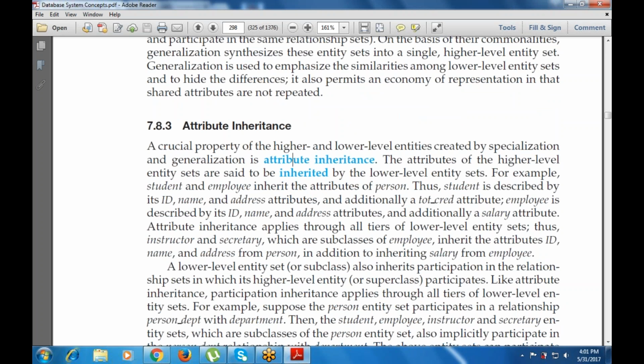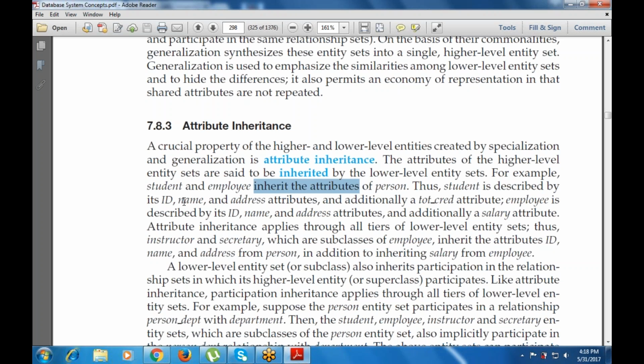A crucial property of the higher and lower level entities created by specialization and generalization is known as attribute inheritance. When we talk about attribute inheritance, the attributes of the higher level entities are inherited by the lower level entity sets. For example, student and employee inherit the attributes of a person. Therefore, a student is described by its ID, name, and address attributes, and additionally a total credit attribute, while an employee is described by its ID, name, and address attributes. That means it is used with the various attributes defined with ID, name, and address.